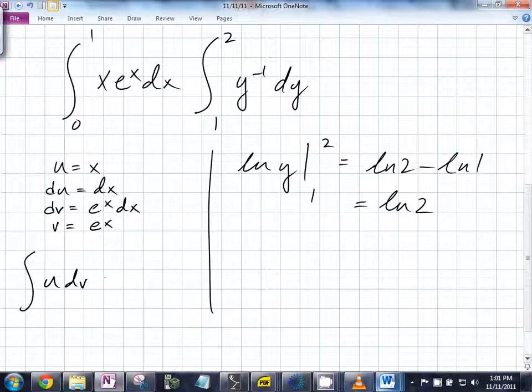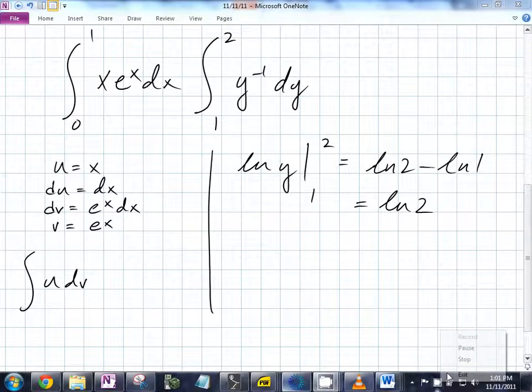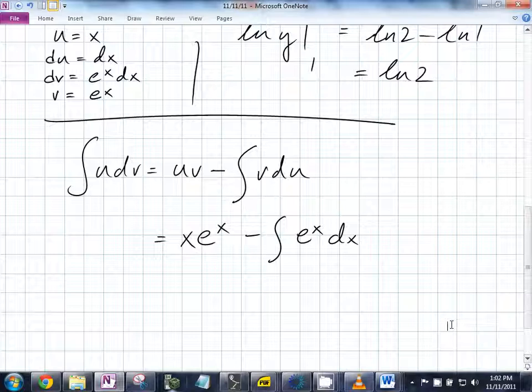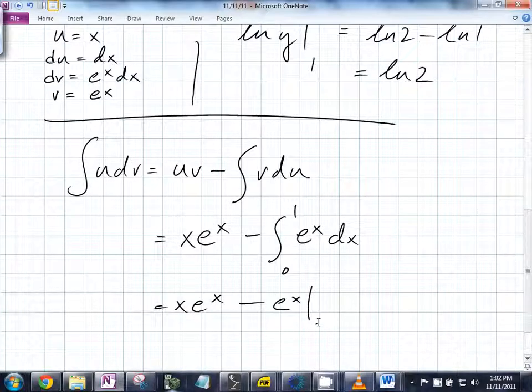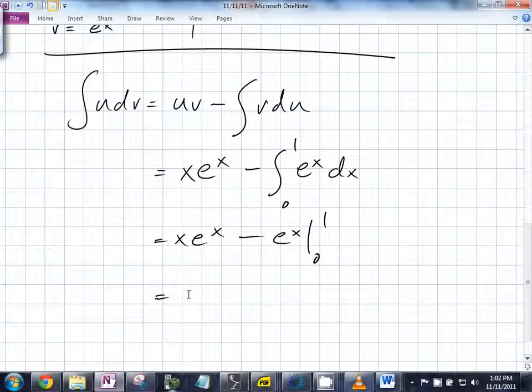Hold on a second, I want to pause this. What are my limits of integration? What are the limits of integration that are missing? 0 to 1. It's from 0 to 1. So it's going to be x e to the x minus e to the x from 0 to 1. So what's this going to be? Minus what? Minus e. Minus e. Correct.